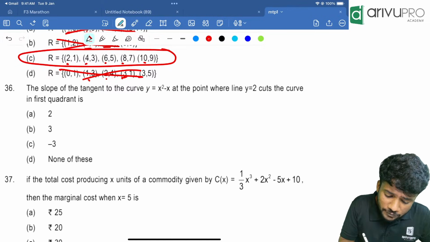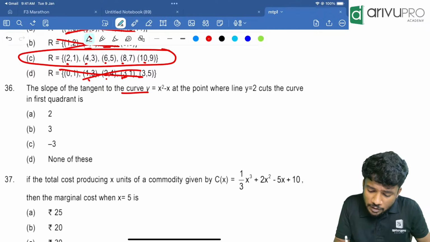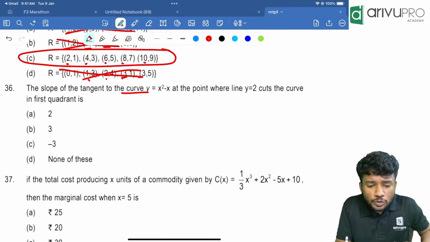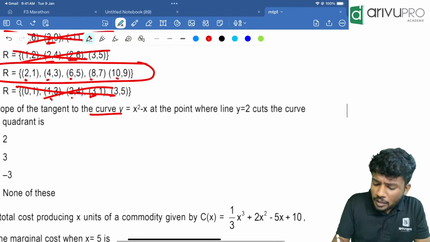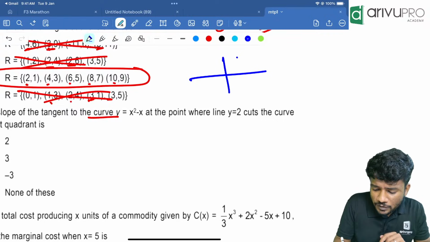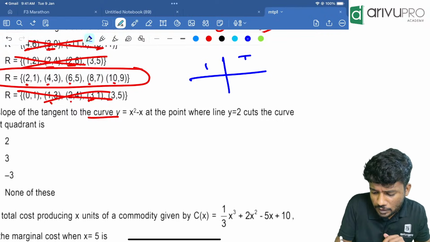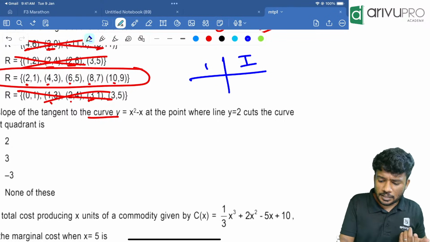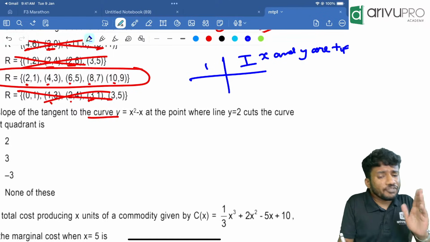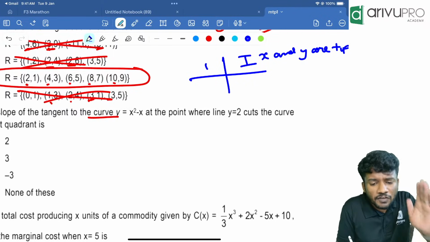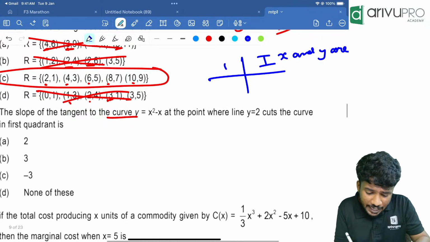The slope of the tangent to the curve y is equal to x square minus x at the point where line y is equal to 2 cuts the curve in the first quadrant. Okay, people. First of all, I'll just give a glimpse about that. First quadrant is this, second, etc. Now we are going to talk about the first quadrant. What is the speciality of first quadrant? X and y are positive in the first quadrant. That is the speciality of our first quadrant. Correct? Now people, we need to see tangent of the curve.